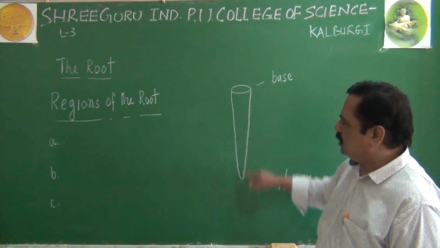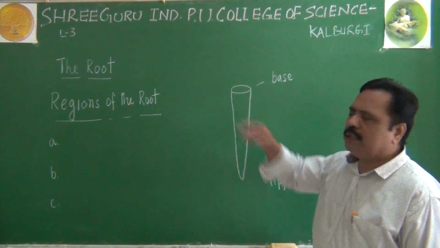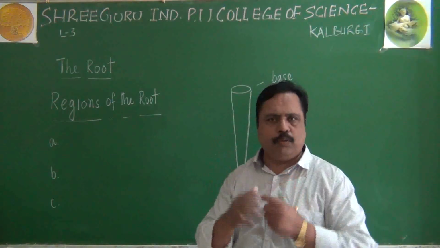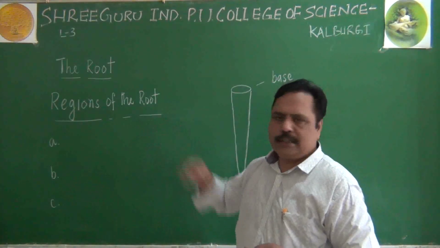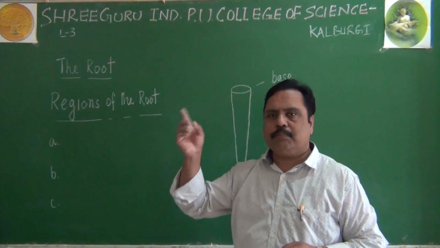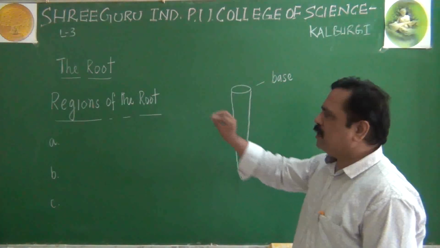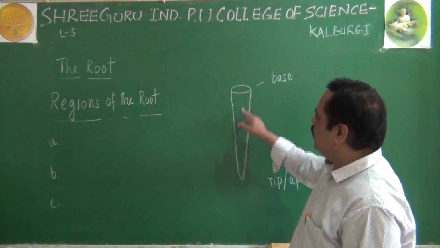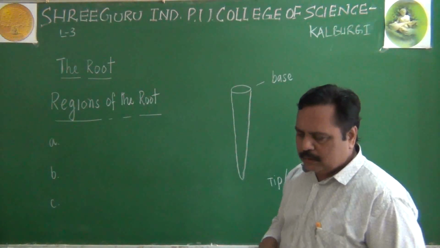Between these 2 areas, we can differentiate 3 regions actually. In any typical taproot, how many regions can you see? 3 regions. This is not primary, secondary and tertiary. This is the region of a simple root I am telling here. Before going into detail about these 3 regions, remember one simple point.